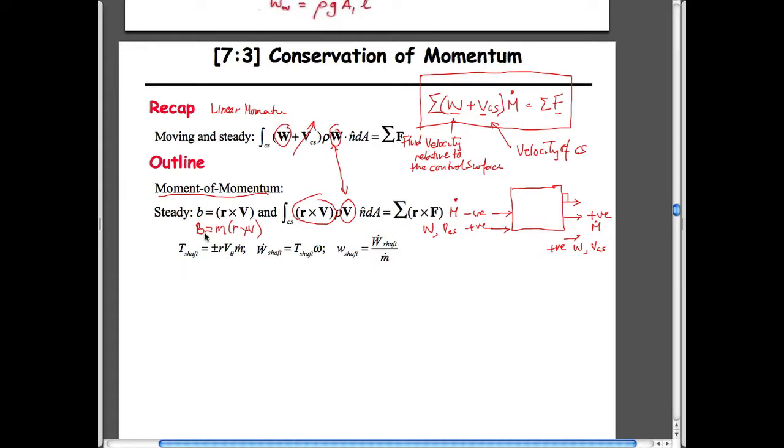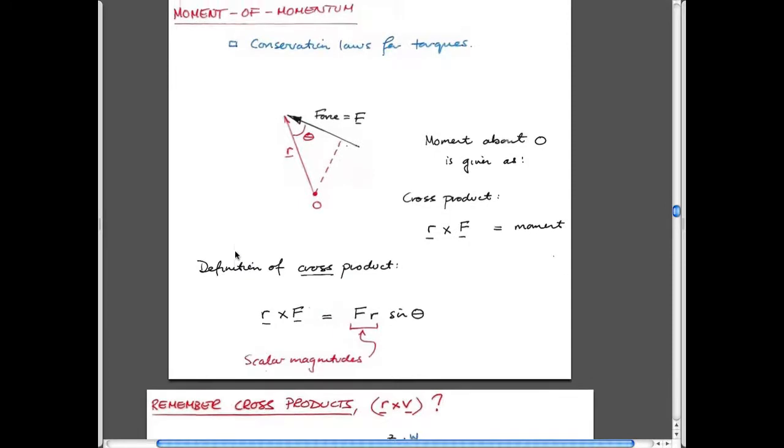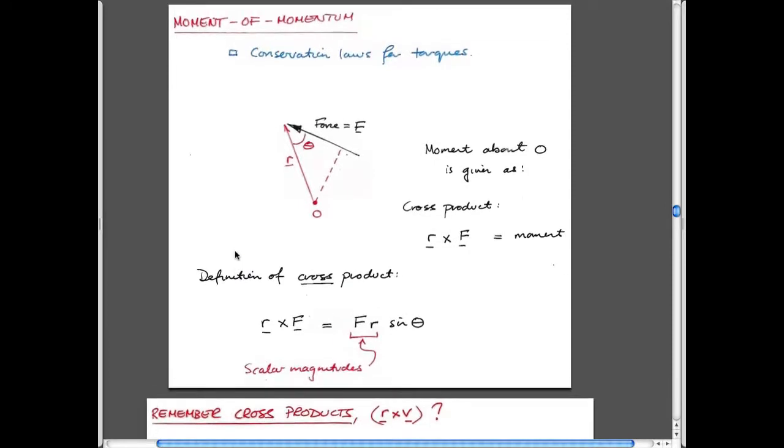So we'll use an expression like this to be able to solve some problems. And this expression will actually boil down to something a bit more simple. The simpler expression is that the torque we get on the shaft is equal to the moment arm, the velocity that squirts out of our sprinkler, and the mass flow rate of that. And so that's where we want to get to. Okay? So take that on trust for now. A little bit of what we need to know first.